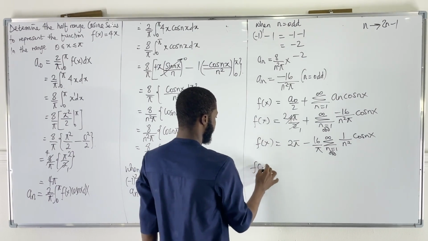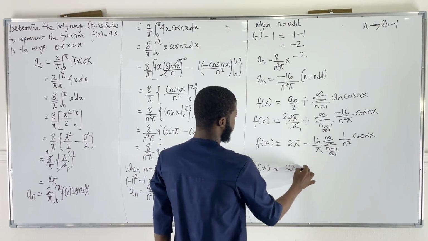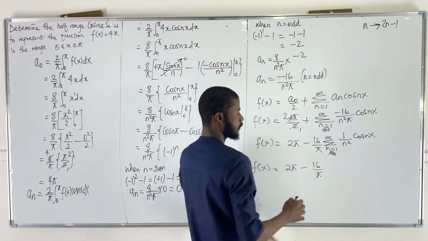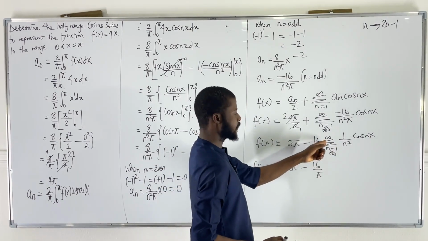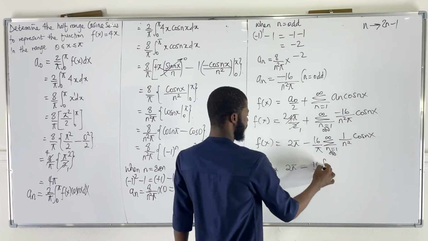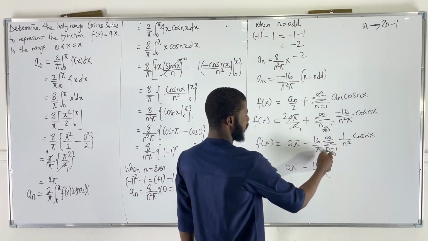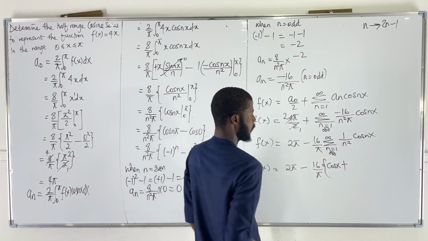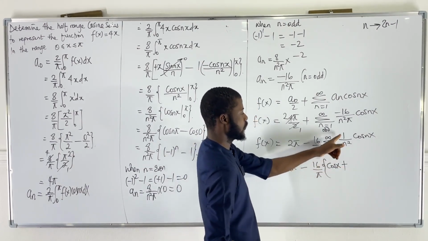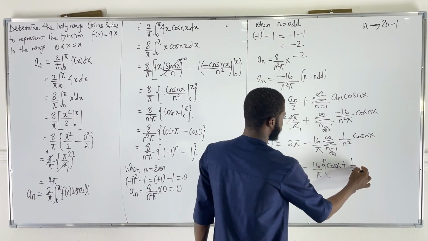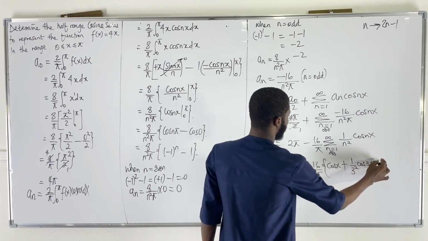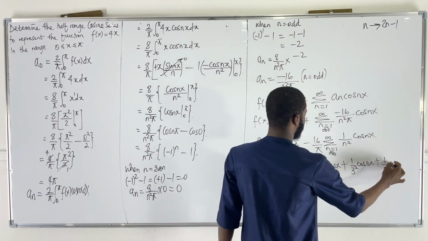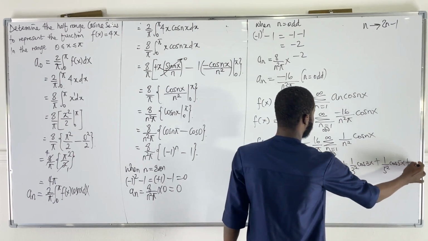So this is f of x equal to 2 pi minus 16 over pi. Then we're asked to do what? We're asked to do this. So let's bring out some terms here. When n is 1, this will just be cos x. Plus, when n is 3, this will be 1 over 3 squared, cos 3x. When n is 5, this will be 1 over 5 squared, cos 5x. And then just like that.